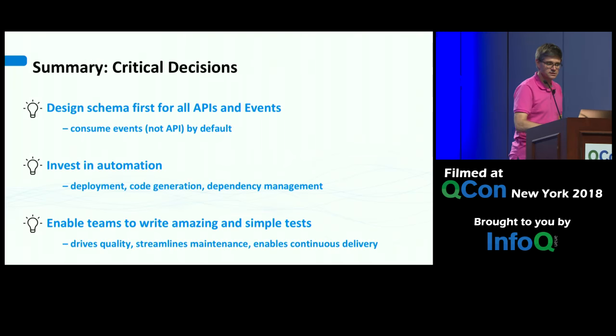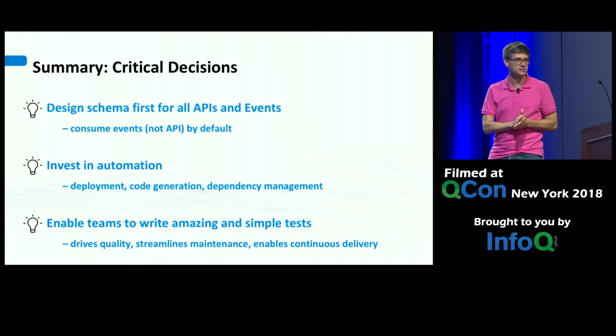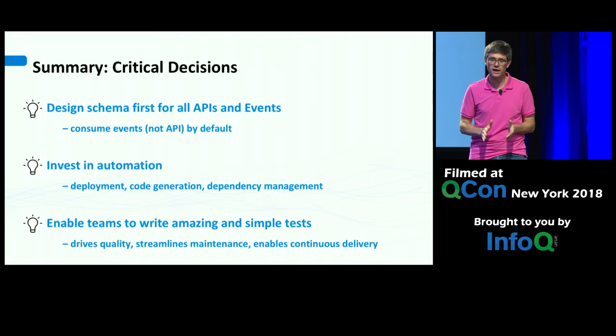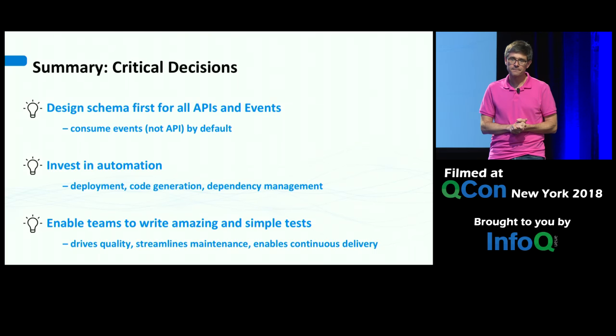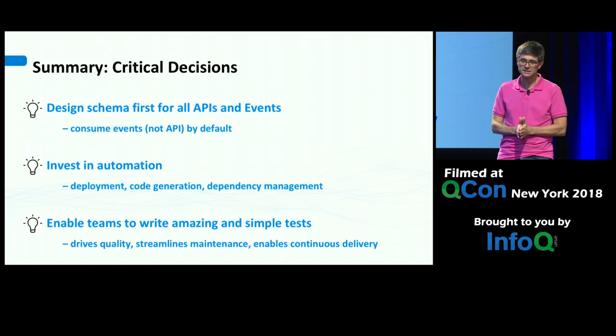So in summary, just to focus in on three critical decisions, I think the first one is to design your schema first for all of your APIs and events. And in there, to really focus on consuming the events, not the API. Have the API, but by all means, if you can use the events, use the events. You're going to get so many benefits.